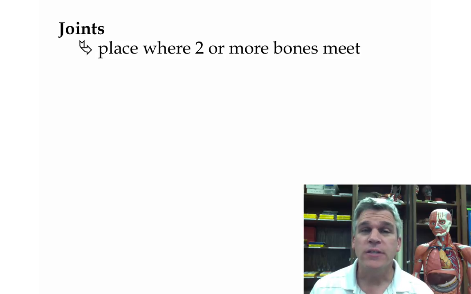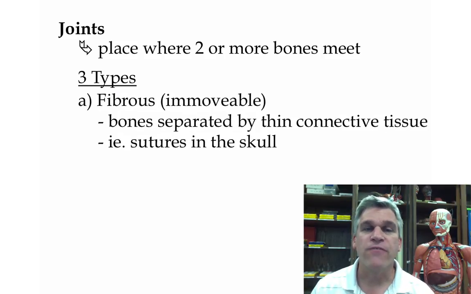So a joint is a place where two or more bones meet one another. And we find that there are three different types of joints. The first type are fibrous joints.